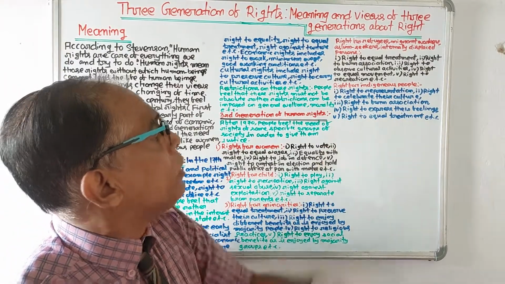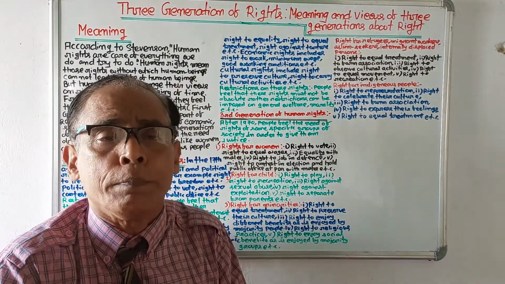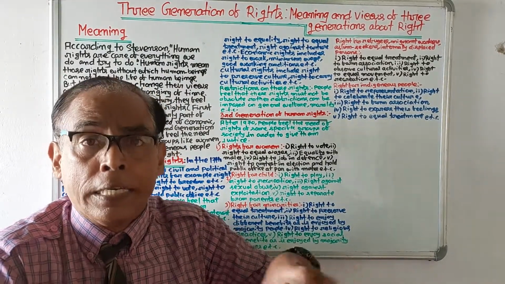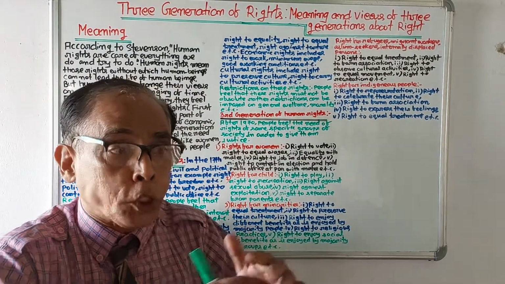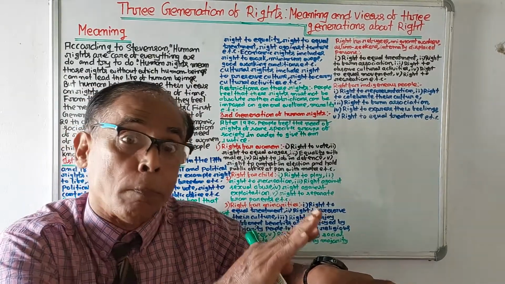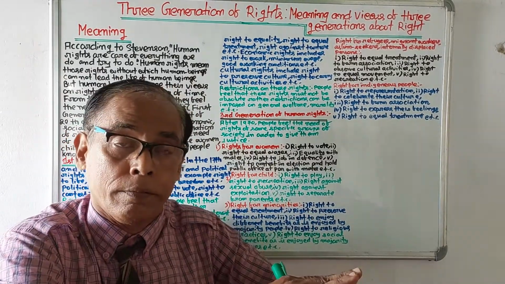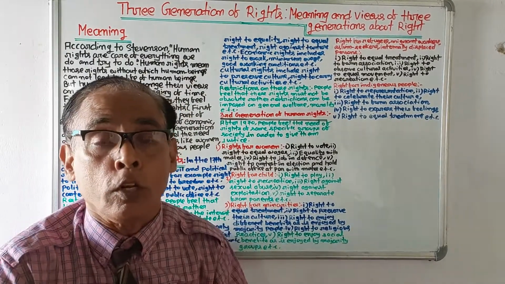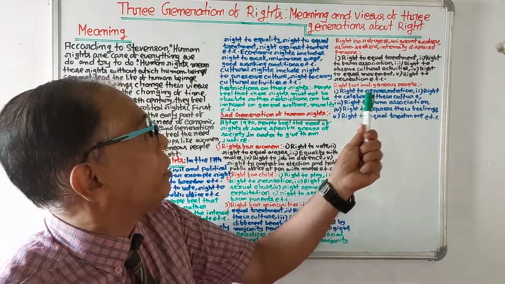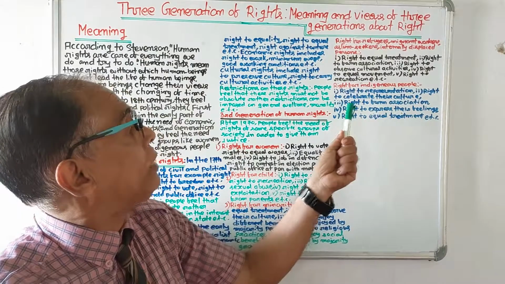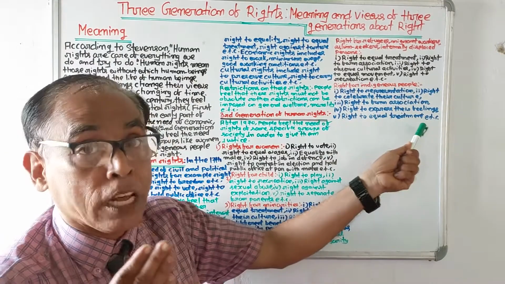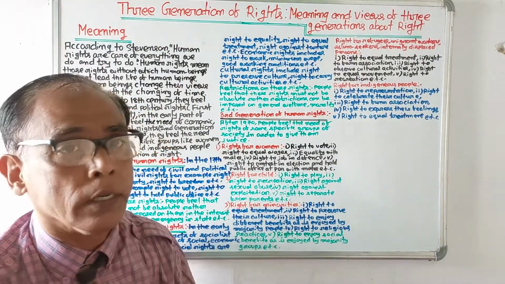Finally, right for indigenous people. Indigenous people means original people. For example, some people are staying in a particular area. If migrant people will come there and the migrants will dominate, then local people will be in problem. So the local people will also be given some rights, like right to representation, right to celebrate their culture, right to form association, right to express their feelings, right to equal treatment.